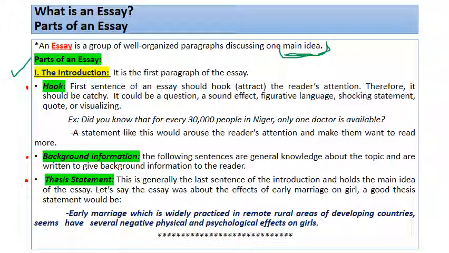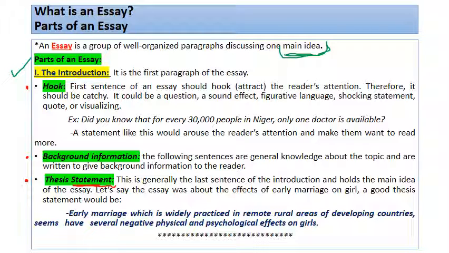And remember, the hook could be 1 or 2 sentences, background information 1 or 2 sentences, but the thesis statement is 1 complete sentence, and it's called a statement. It's not a question. 1 complete sentence that ends with a full stop. The thesis can never be a question mark, okay?